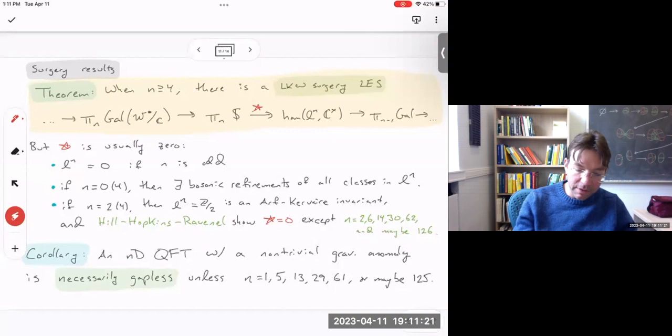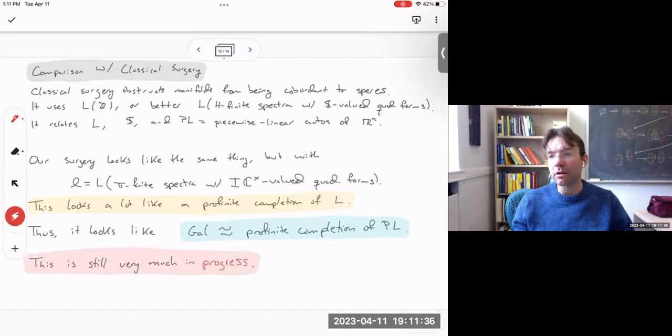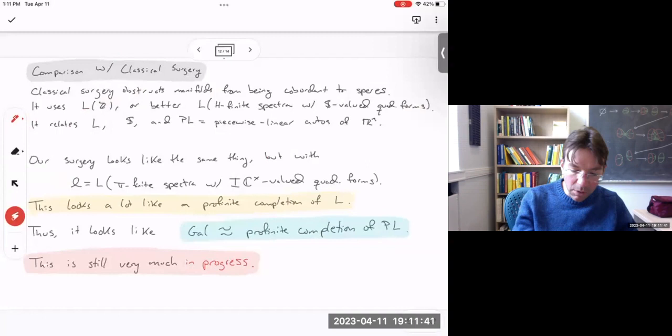In the surgery theory for classical manifolds, what you have is the homotopy groups of spheres and a different L group. This is an L group of finitely generated abelian groups, whereas the L group I'm using is actually the L group of finite abelian groups. And instead of the Galois group, you have the piecewise linear group. So it's really doing piecewise linear manifold theory.